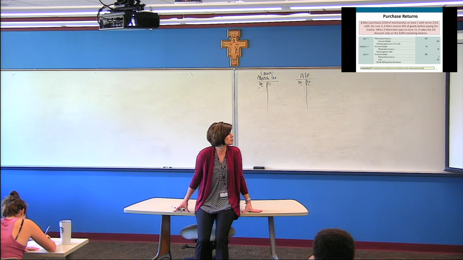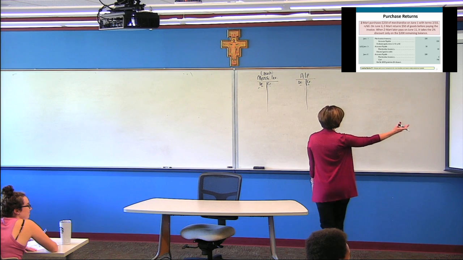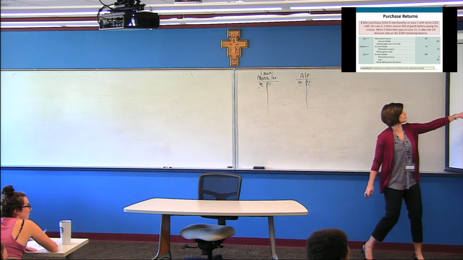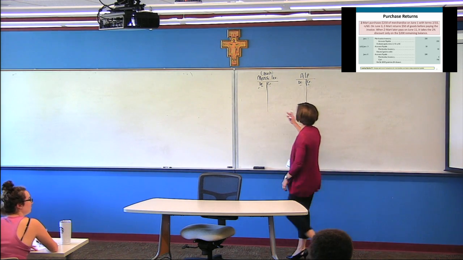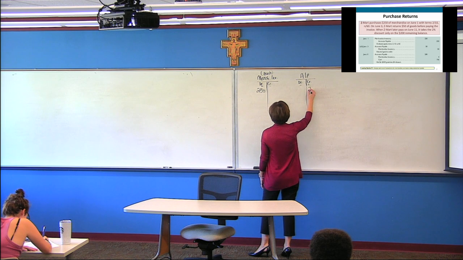On June 3rd, Z-Mart returns $50 of goods before paying the invoice. And then Z-Mart pays the invoice on June 11th, and because it's exactly 10 days, they get to take the 2% discount. All right, so how does this all work? You see the transactions here. June 1st, purchase $250 of merchandise. So a debit to merchandise inventory, a credit to accounts payable.